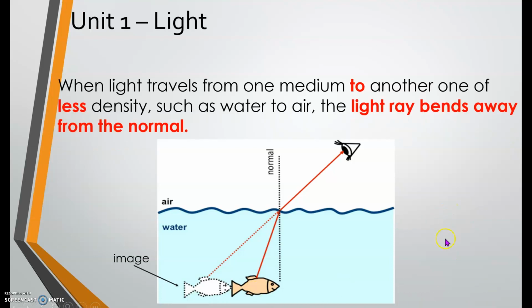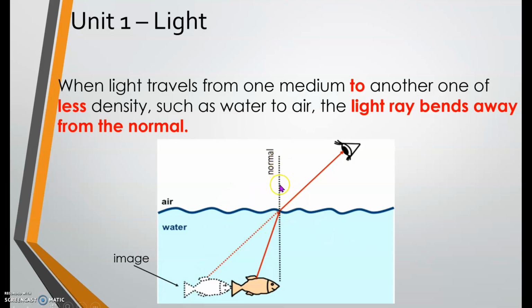Okay, now let's talk about when light travels from higher density to lesser density. The light coming from water going through the air to our eyes. We know how our eyesight works. When the light hits the object, reflecting the light going through our eyes. So when the light from higher density, which is the water, goes through the air, which has less density, the light ray bends away from the normal.